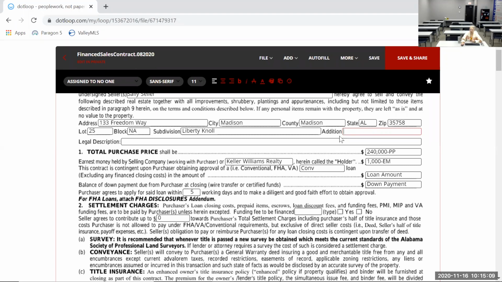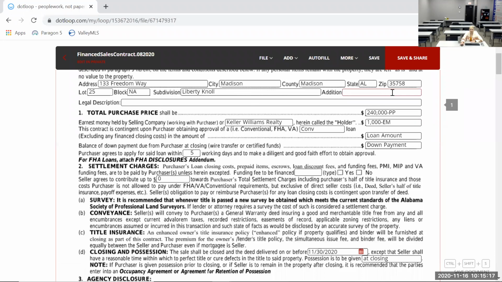It's very, very rare that you would see that though. It's not that it's not out there, it's just very rare. But it is there, so that's a great question. Purchase price. This is going to be what your buyer is offering. Whatever price that is, that's what you put in right there. That's the purchase price. Earnest money held by selling company or Keller Williams Realty.